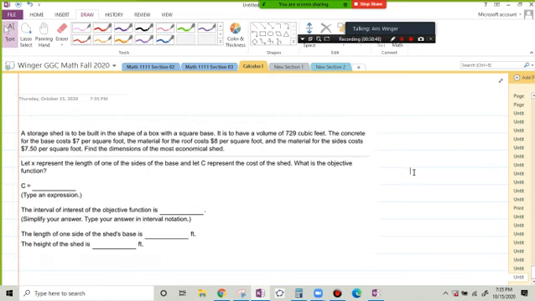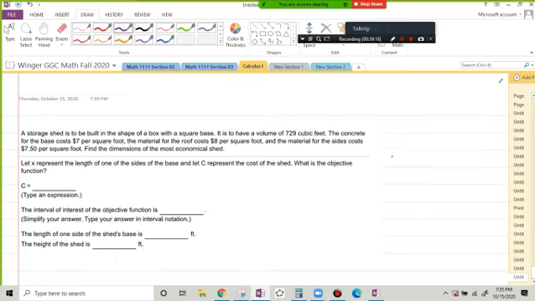Similar question, including the cost here. A storage shed is built in the shape of a box with a square base. It is to have a volume of 729 cubic feet. The concrete for the base costs $7 per square foot. The material for the roof costs $8 per square foot, and the material for the sides costs $7.50 per square foot. Find the dimensions that minimize the cost of the shed.